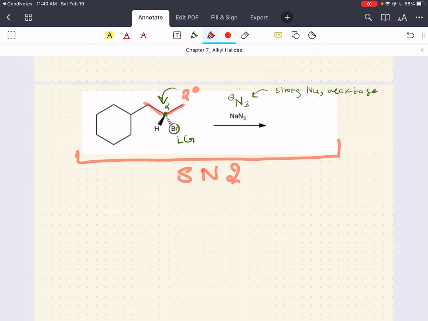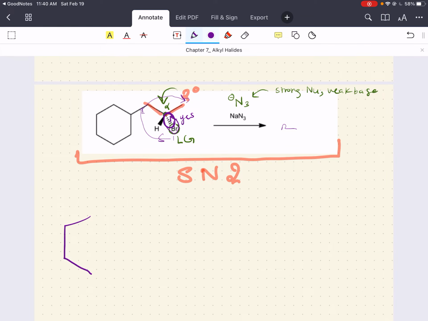Now, before we get carried away and draw the mechanism, do we have a chiral center? Yes, we do. So this bromine is, let's see, 1, 2, 3, that's R. The product needs to be the opposite, so we want to draw the product as S. In other words, if the bromine is on a dash, our nucleophile is going to replace it on a wedge.